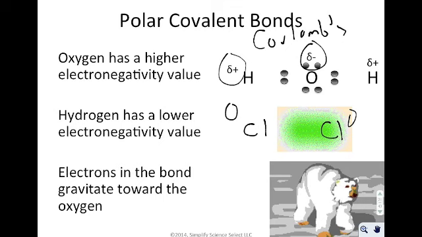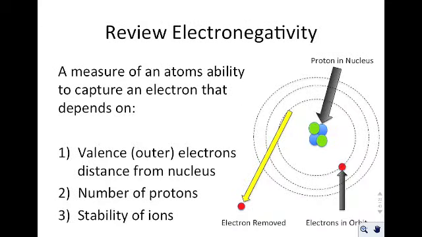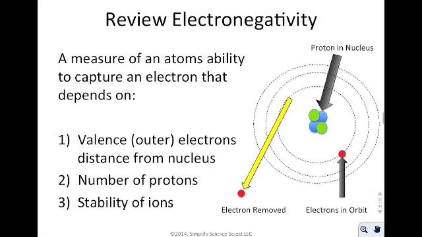So because of that, that's not nearly as strong of a bond. Now ionic bonds are even stronger than that because they have full positive charge and full negative charge. We'll get to that more in detail when we compare these. So just a review of electronegativity.